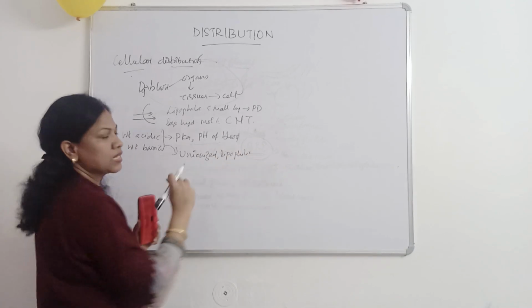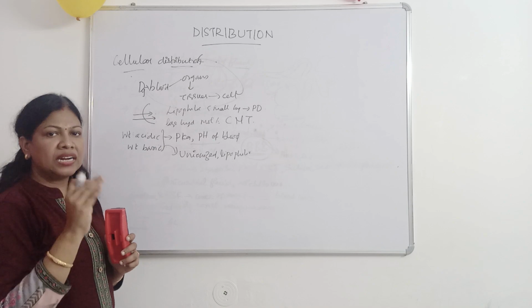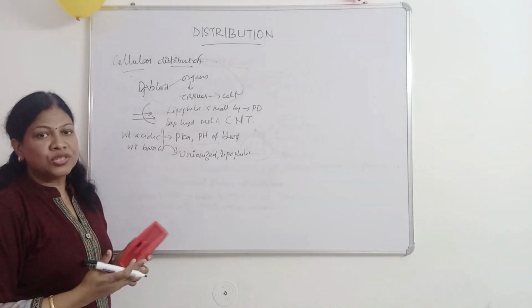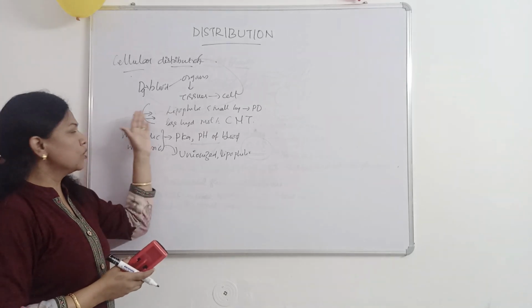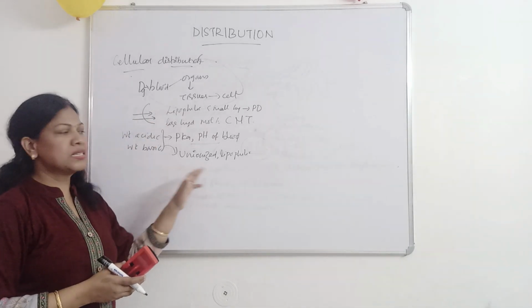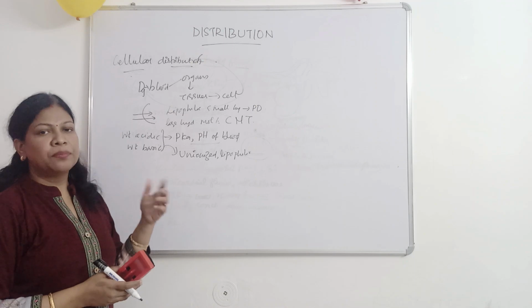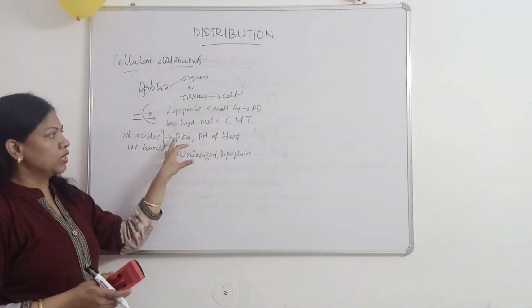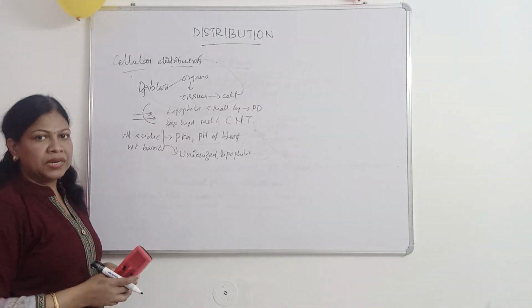As in absorption, I said in the pH partition theory, only the unionized and lipophilic form absorbs and permeates more. The same applies here, as permeation through the membrane takes place. So unionized and lipophilic molecules permeate more. If the drug is weakly acidic or weakly basic, it depends upon the pKa and the pH of blood.